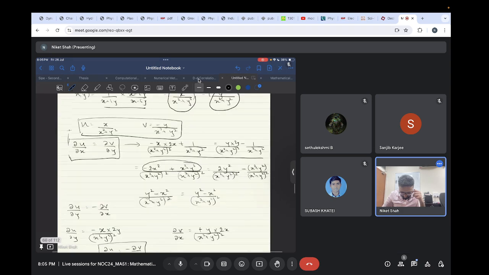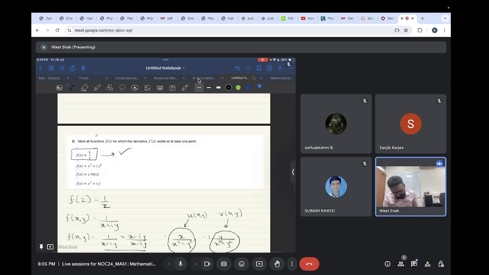So this was question number six. And for question number six, for the second option also, I'm marking a tick, because the question is that the derivative should exist at least at one point. Here there are many points where the derivative exists. So yeah, the second one is also correct. Again, I said the same thing you can do with Cauchy-Riemann conditions as well.